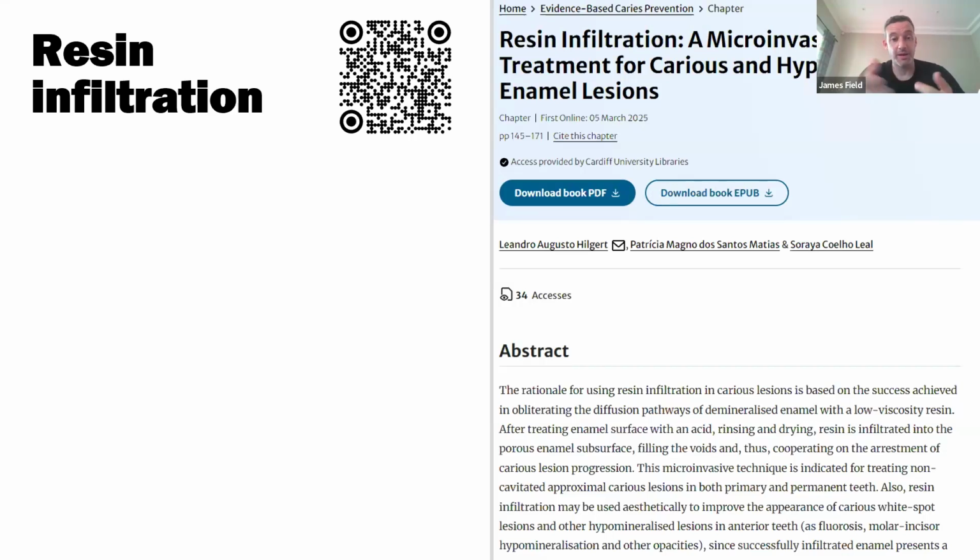I'm not really going to talk too much more about this tonight, but it's worth bearing in mind that there are systems out there for infiltrating resin into hypo or demineralized enamel. And this paper itself here was hot off the press when I wrote it. I guess it's probably just over a month old now. But again, I've put a QR code up here which will take you to the paper.